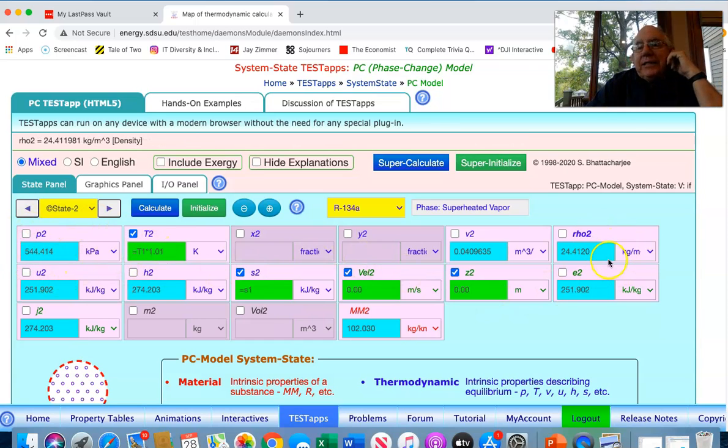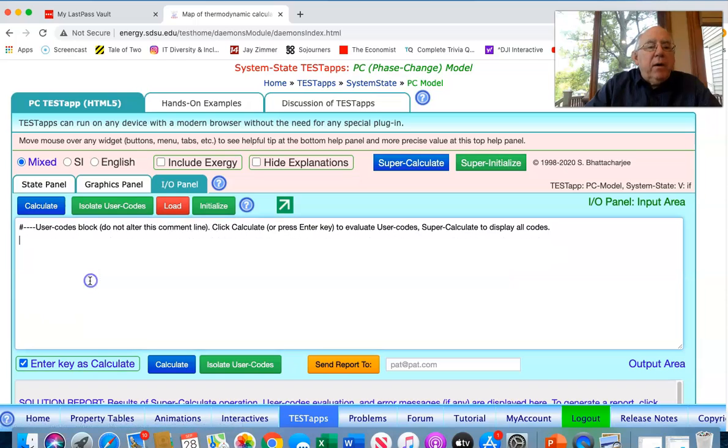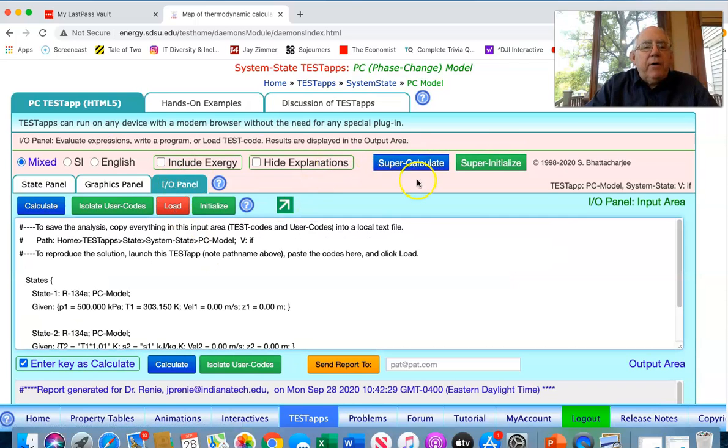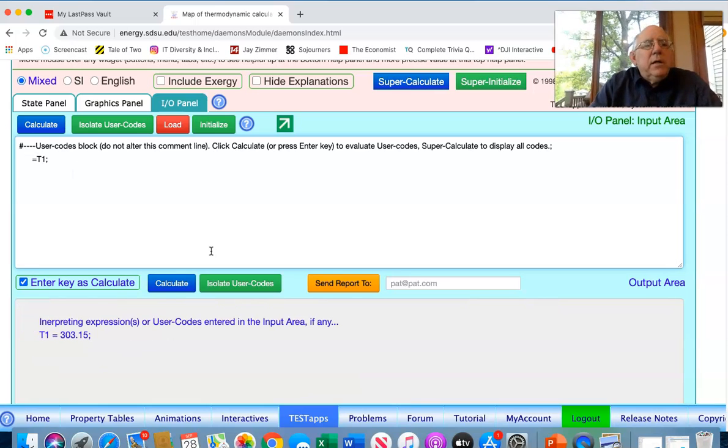We also have a different density. And so we see that all the thermodynamic properties have been calculated now. And so now we're ready to go into the IO panel. Oops, and I'm going to do a super calculate, and I'm going to go down to my user code. The first thing I want to do is print out temperature one, and we see temperature one is 303. I'm going to go ahead and print out temperature two, and we see it is 1% larger in Kelvin.